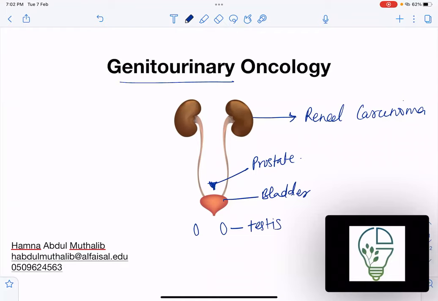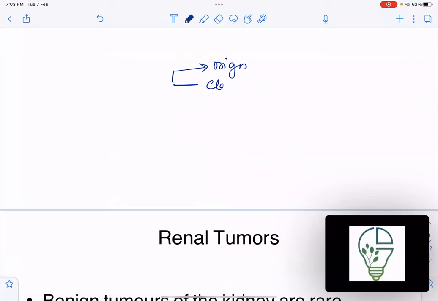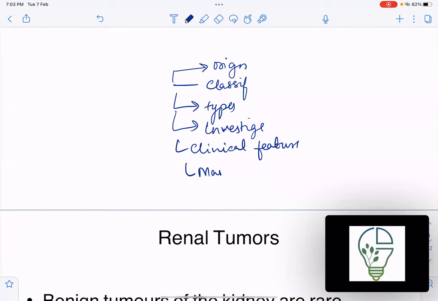The approach will be very simple. We'll look at each one's origin, the classification, the types we have, how do we investigate them, what are the clinical features, and what is the management, right? So these will be intertwining with each other. Once you know exactly these 5 points for all of these four, you can answer any exam question that comes your way.